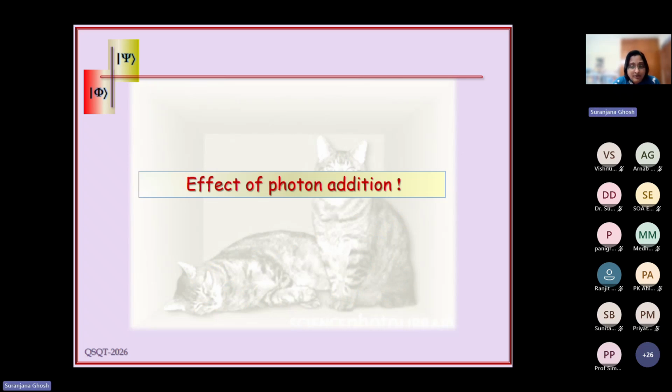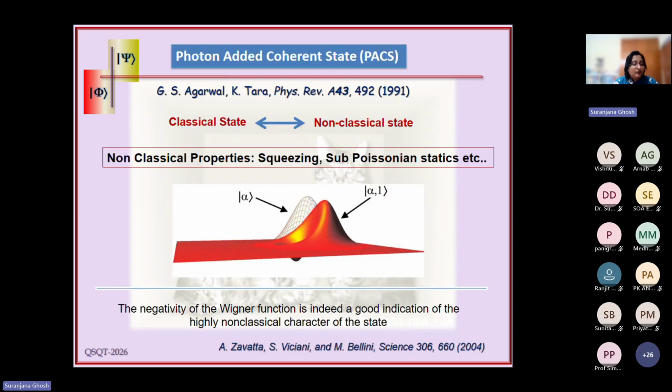Okay, so now this is what will happen if we add a photon. We already talked about the coherent state. The photon added coherent state is very important. It was introduced by Professor Agarwal and Tara in 1991.